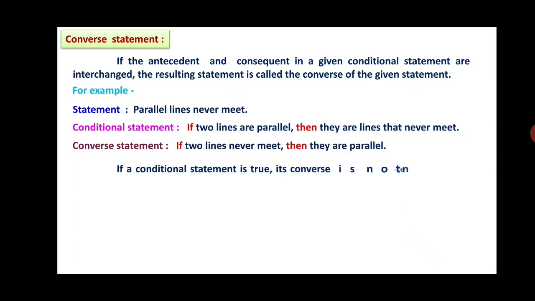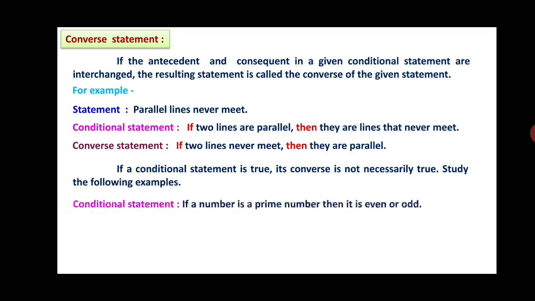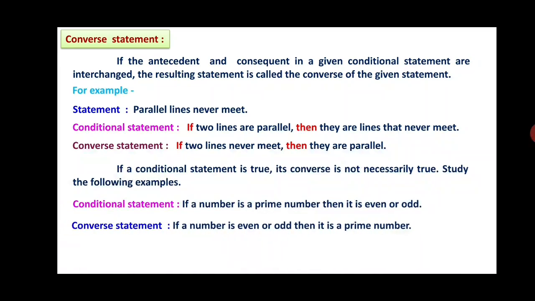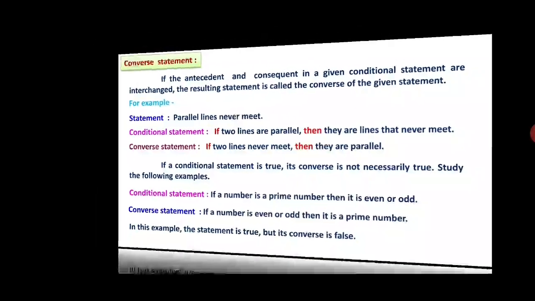If a conditional statement is true, its converse is not necessarily true. Study the following example. The conditional statement is like this: if a number is a prime, then it is even or odd. The converse statement: if a number is even or odd, then it is a prime number. In this example, the statement is true, but the converse is false.